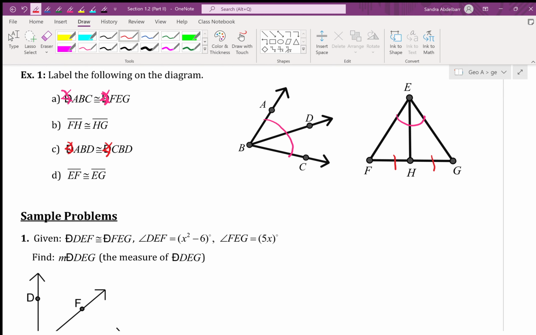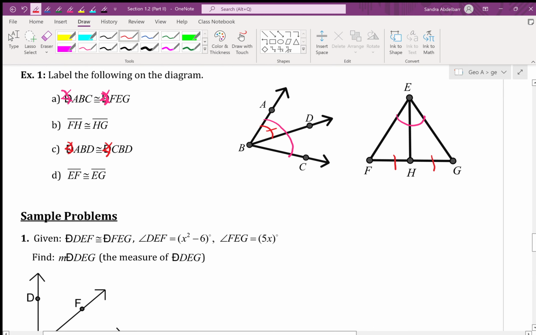Now we mark angles with loops, but I can't just put one loop here. If I put one loop, what does that mean? It's equal to these other two parts, and it's not. So we're going to put a loop and then a slash through it. You got it, Oscar.